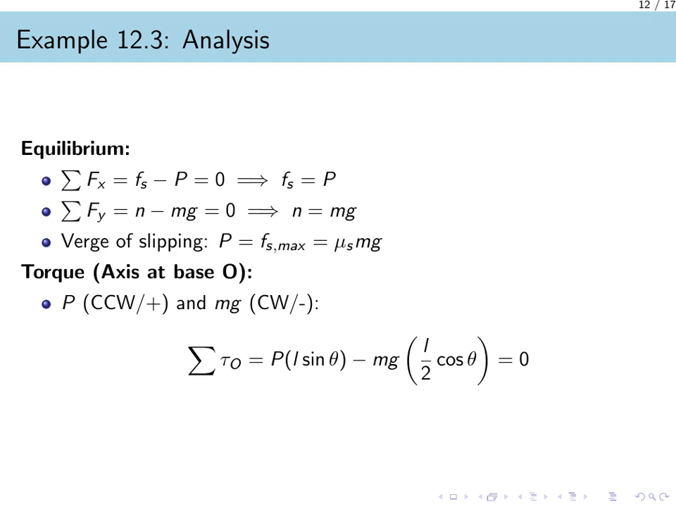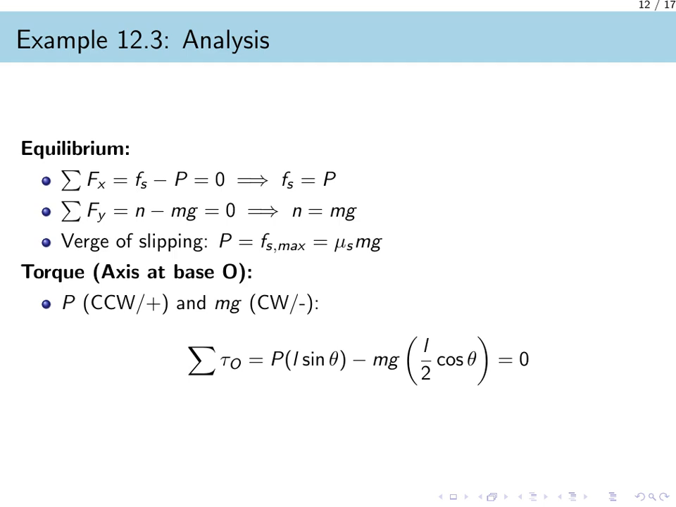Next, the net torque must be zero. We can strategically choose our axis of rotation to be at the base of the ladder, point O. This choice is useful because the normal force N and friction force Fs both act at this point, giving them a zero lever arm, and thus zero torque.